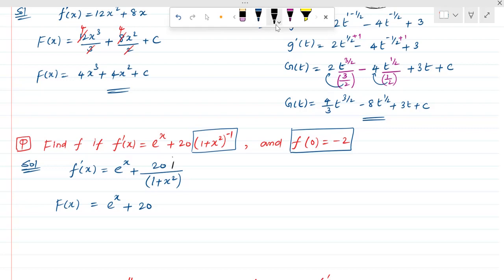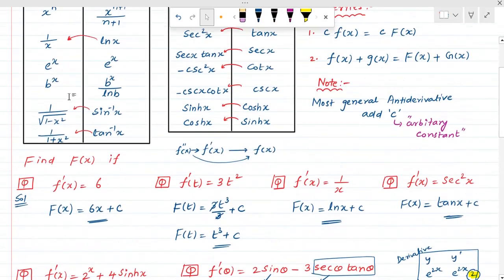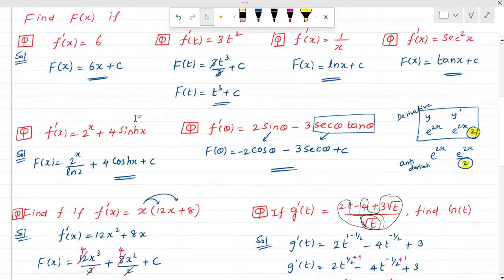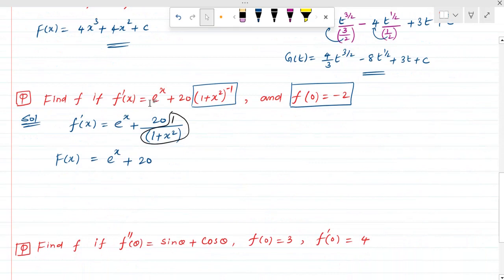What is the antiderivative of this one? 1 over 1 plus x square. 1 over 1 plus x square is tan inverse x. I write it here, tan inverse x plus c. So if it is not given, we can leave the answer like this. But there is an initial condition given.